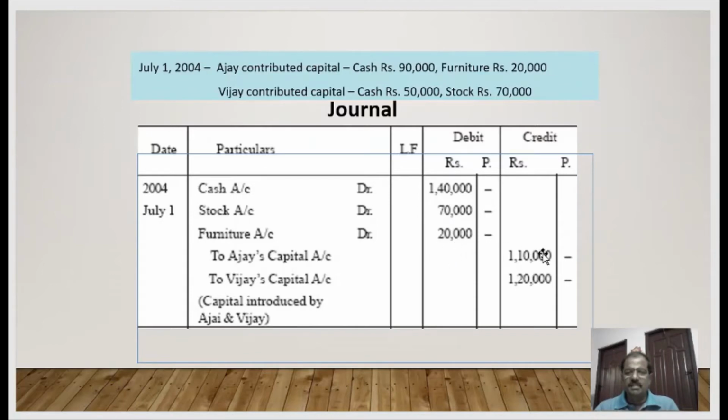So who brought these? Ajay by way of capital 1,10,000. That means his capital contribution of 90,000 plus 20,000. So 90 plus 20, 1,10,000. Vijay's contribution 1,20,000. That means 50 plus 70. So here 2,30,000 you have got. Same like that. Here 2,30,000 debit and 2,30,000 credit you have got. Hope you understand what do we really mean by compound journal entry.